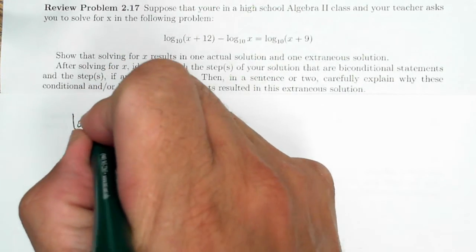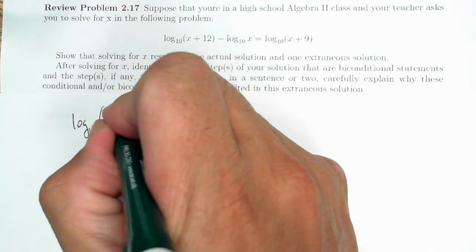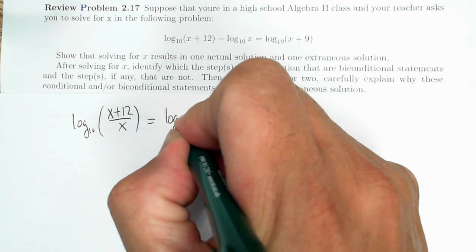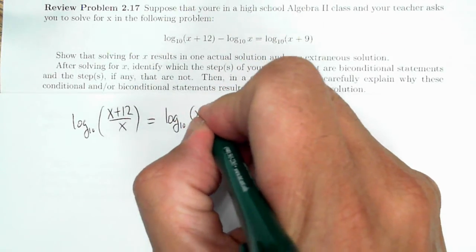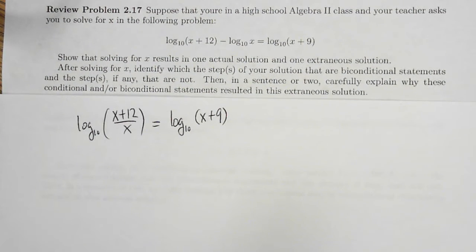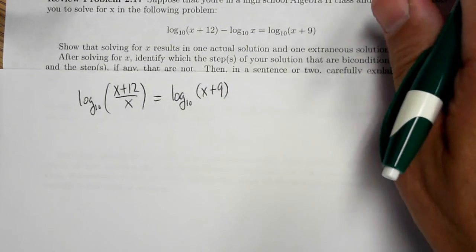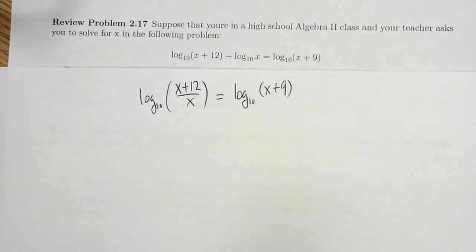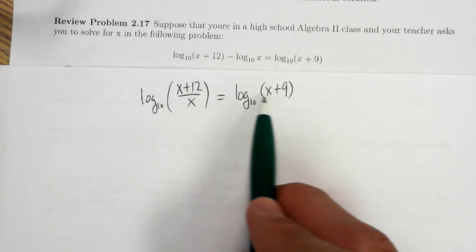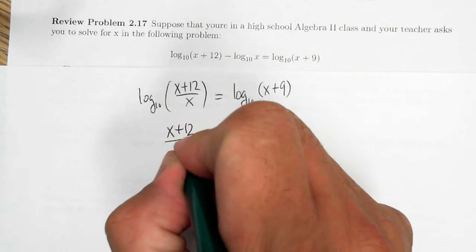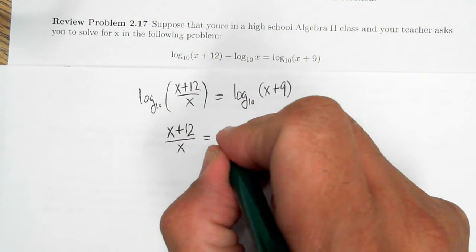So the logarithm base 10 of (x plus 12) over x is equal to the logarithm base 10 of x plus 9. Okay, so there's our equation. Then if the log of the first is equal to the log of the second, that means the first is equal to the second.